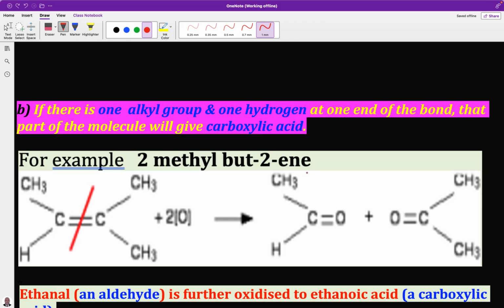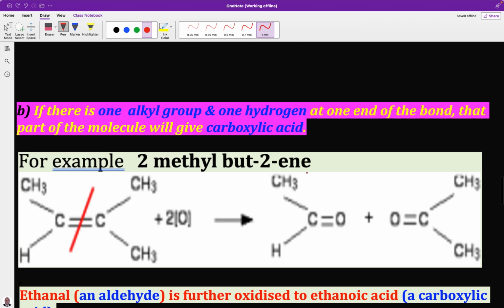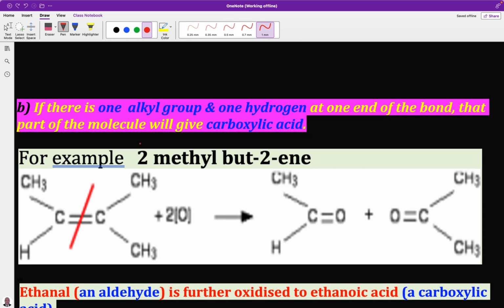Our example is 2-methylbutane. Why do I say so? When there is only one alkyl group, the one alkyl group here is the methyl group, and one hydrogen. Under the harsh condition, what happened?